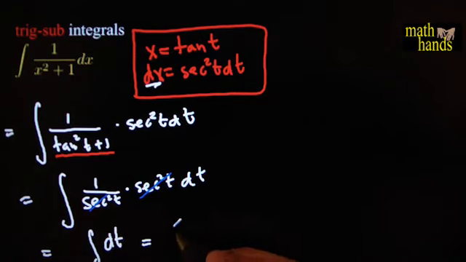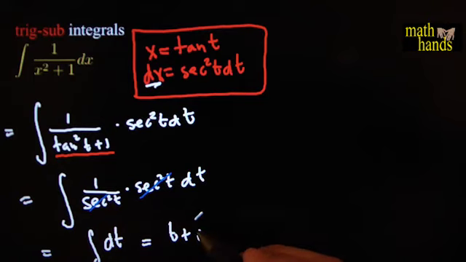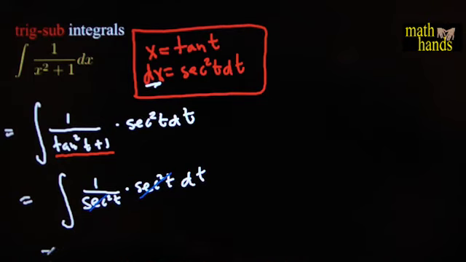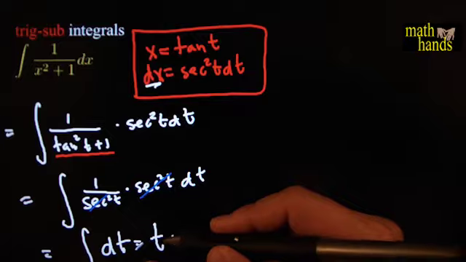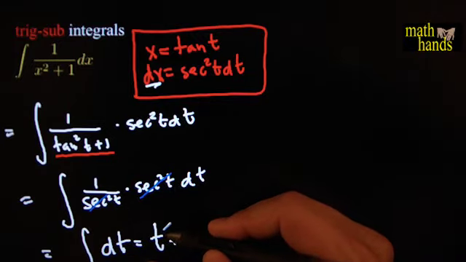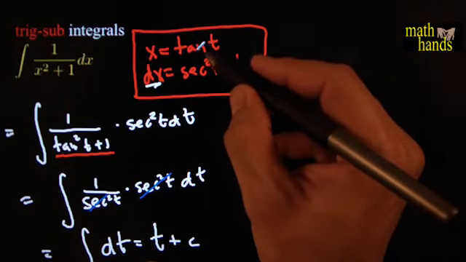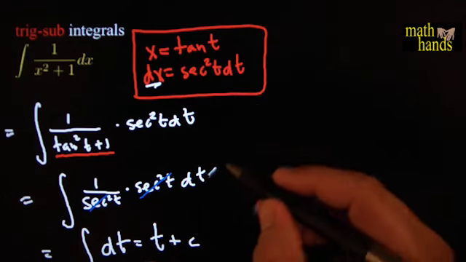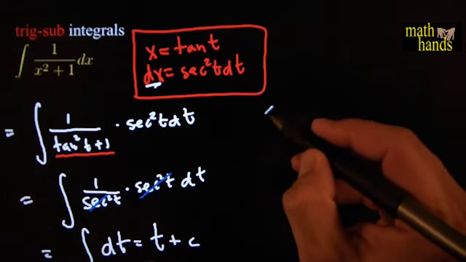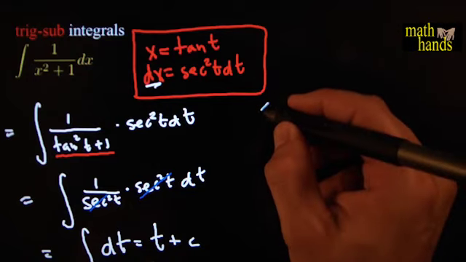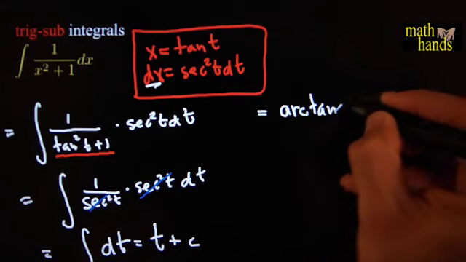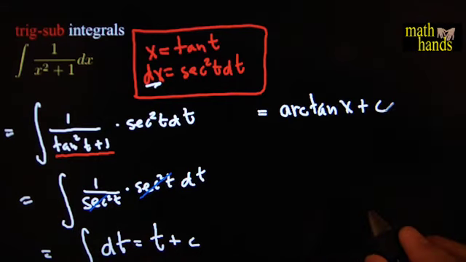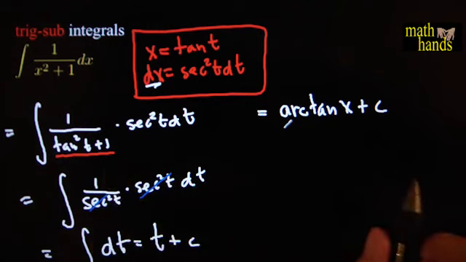And of course that would be just t plus a constant. That would be the integral of dt, and that would just be t plus a constant. And that's nice. Now it's customary to revert back to the dictionary and switch back your variables. So tangent t is equal to x. That would mean that t is equal to arctangent x plus c. That would be one feasible antiderivative function for this one.